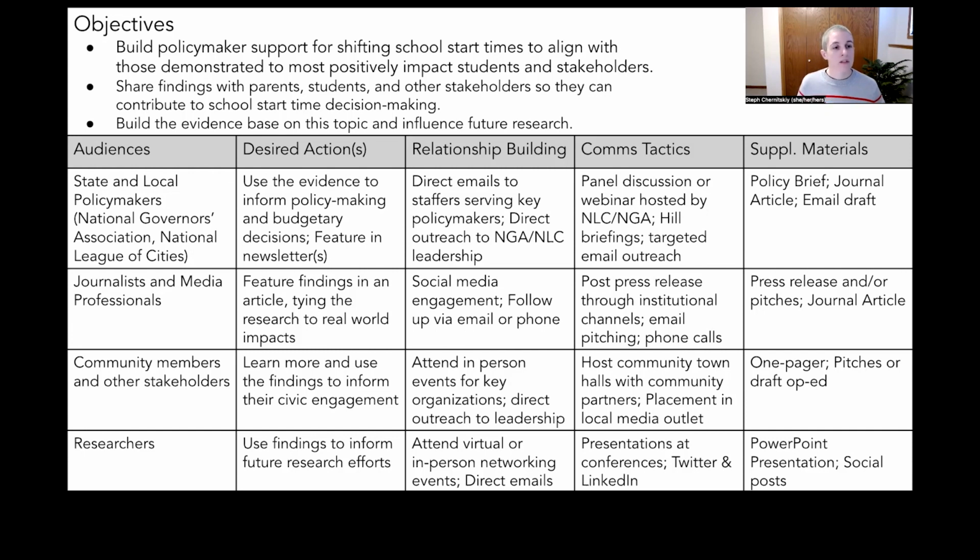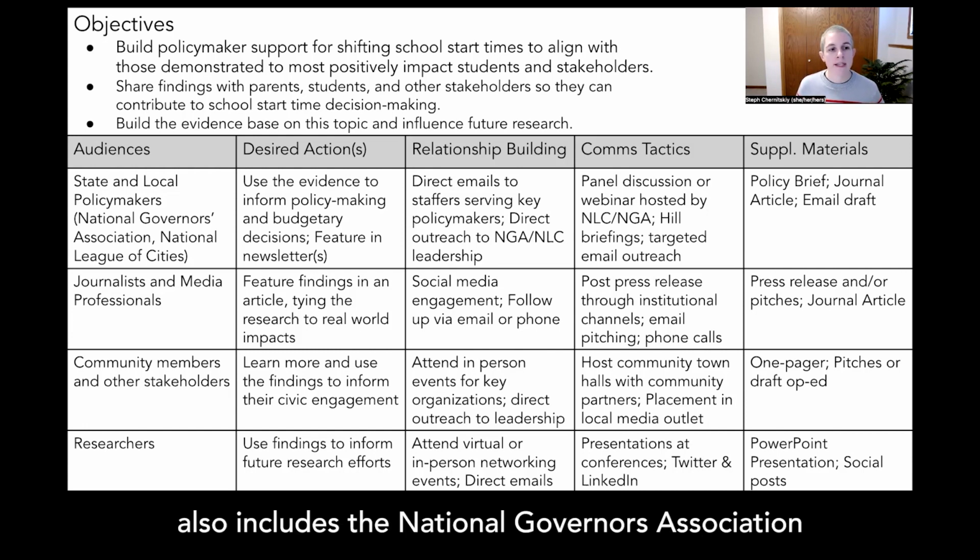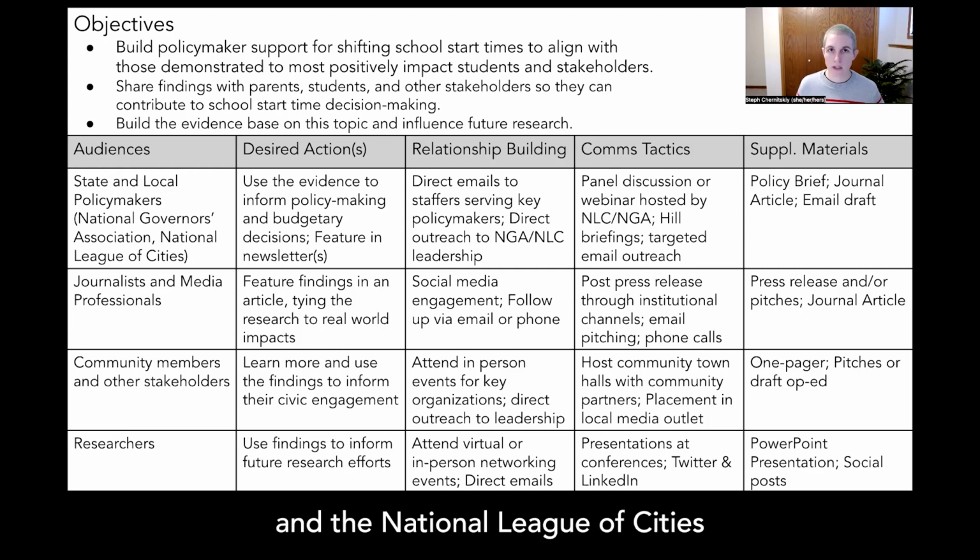I had some space constraints and I'm trying to make it more simplistic and more clear for the sake of this tutorial. So if we look across our third row, which is actually our first audience, we have state and local policymakers. This also includes the National Governors Association and the National League of Cities as organizations that are ways to reach those policymakers. For our supplemental materials, we have a policy brief, a journal article, and an email draft.